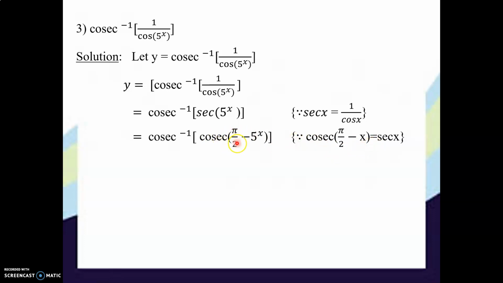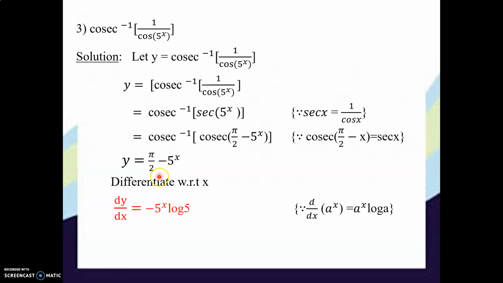So cosec of pi by 2 minus 5 raised to x. In the place of theta it is 5 raised to x here. Now both the functions inside and outside are same, so it will cancel. So y is equal to pi by 2 minus 5 raised to x. Now we'll take derivative, so differentiate with respect to x. We'll get derivative of pi by 2 is 0 and derivative of a raised to x is a raised to x log a. So here it is minus 5 raised to x into log 5 is the answer.